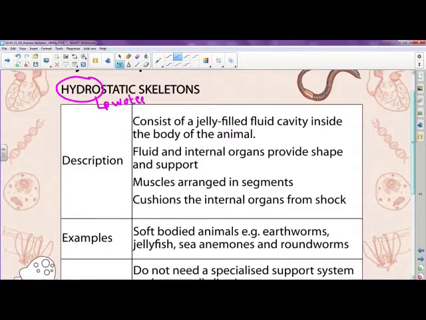A skeleton is an animal's support system. When we looked at plants, we looked at the concept of xylem and phloem and parenchyma and sclerenchyma. They were the support system. They kept the plant upright. Here in animals, because they move, they need to have a different kind of skeleton. Your very simple animals have a hydrostatic skeleton. And what is that? They have water. It's a water-based cavity.